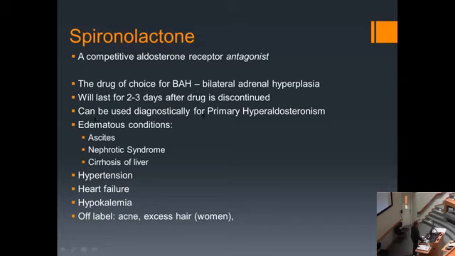We can also use it diagnostically for primary hyperaldosteronism, and it's got a whole bunch of indications. And so if the patient's got edema for any of those reasons, ascites, nephrotic syndrome, cirrhosis, spironolactone is a great drug. Okay, you can also talk about it, we've talked about this in hypertension, heart failure, and there's also some off-label indications, acne and excessive hair growth, especially in women. And so, lots of indications for spironolactone, and it's all basically coming from that mineralocorticoid receptor antagonism.